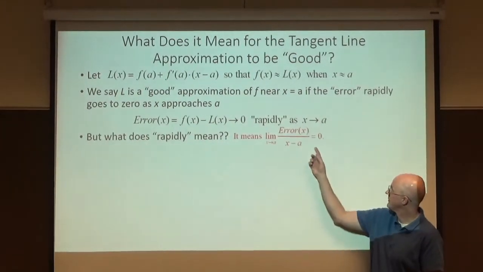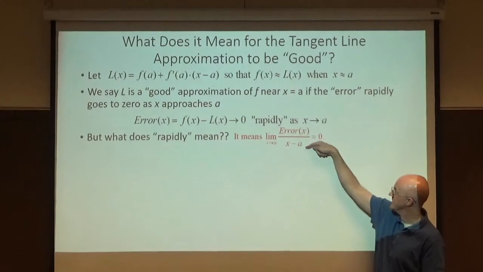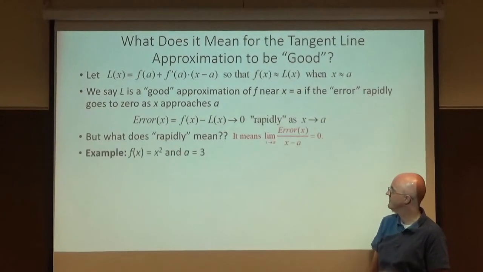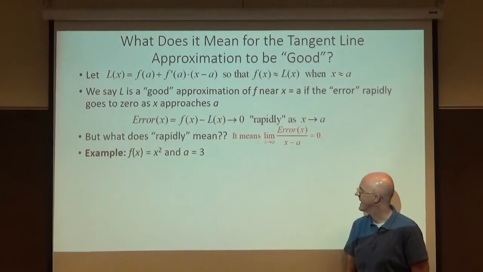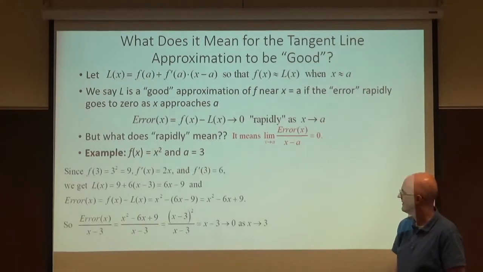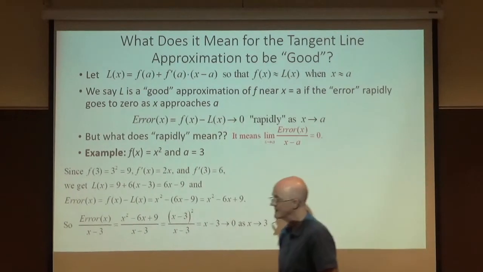The fact that this equals 0 means this goes to 0 faster than this does, significantly faster. Here's the details for an example. Say f of x equals x squared and a equals 3. There's a lot of details there. Go ahead and write them down. I think it's probably good.